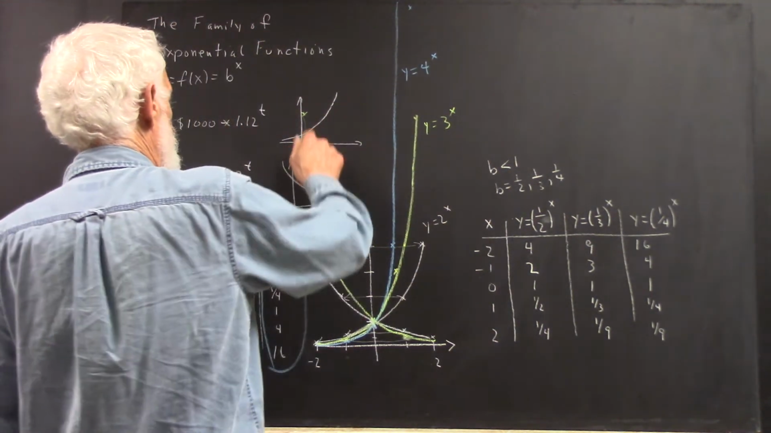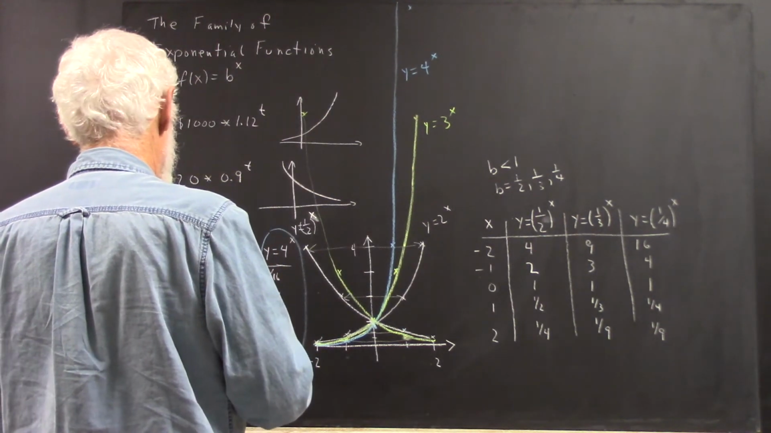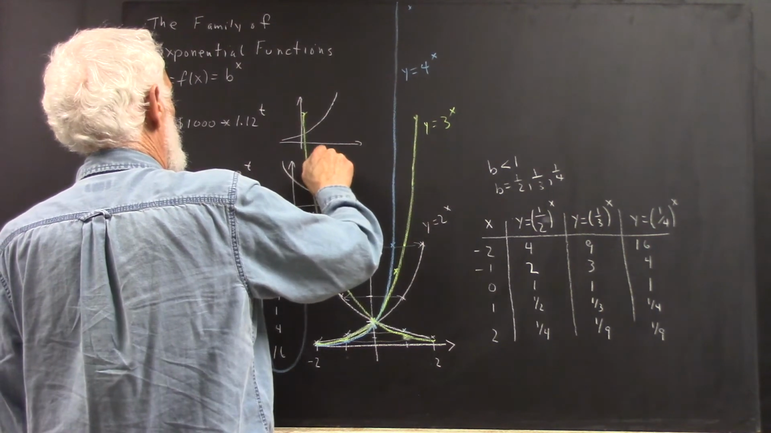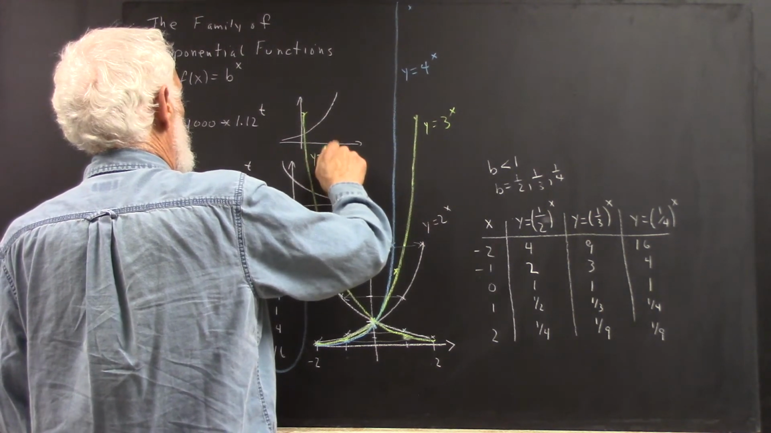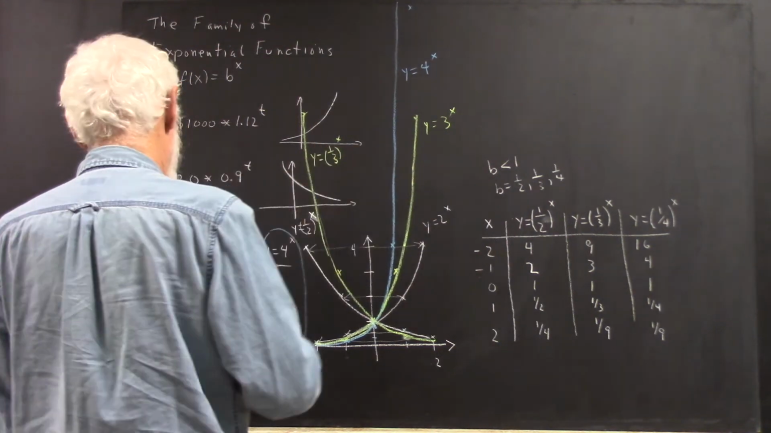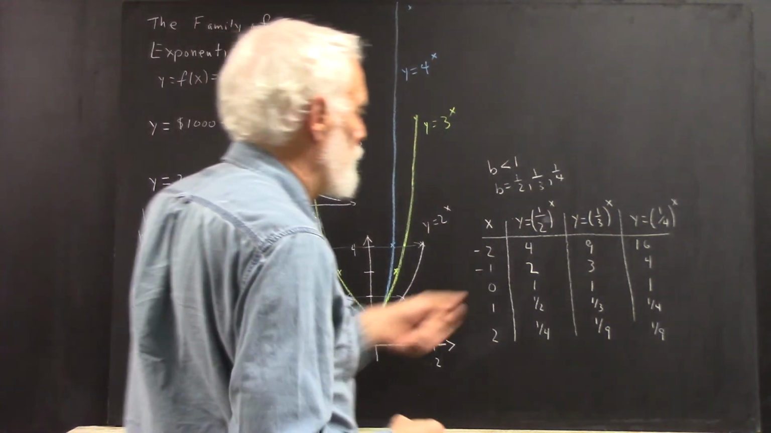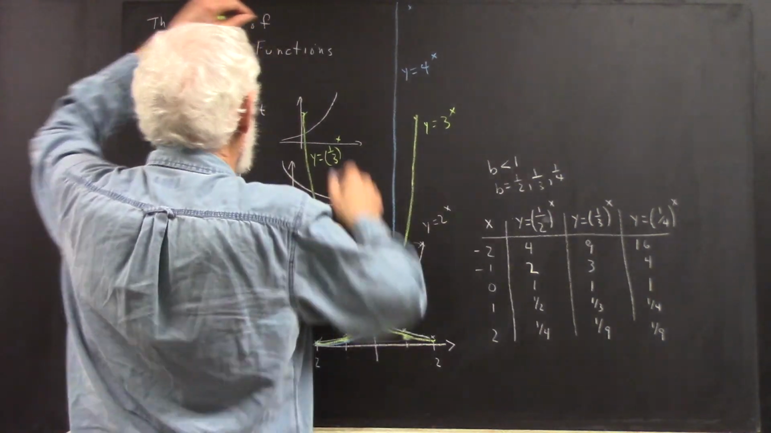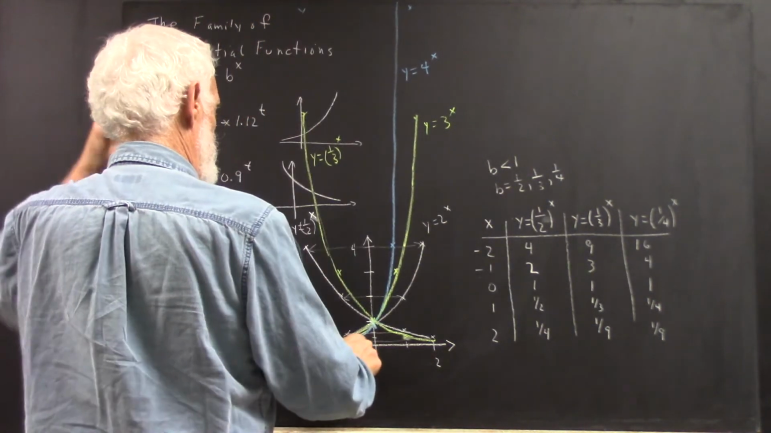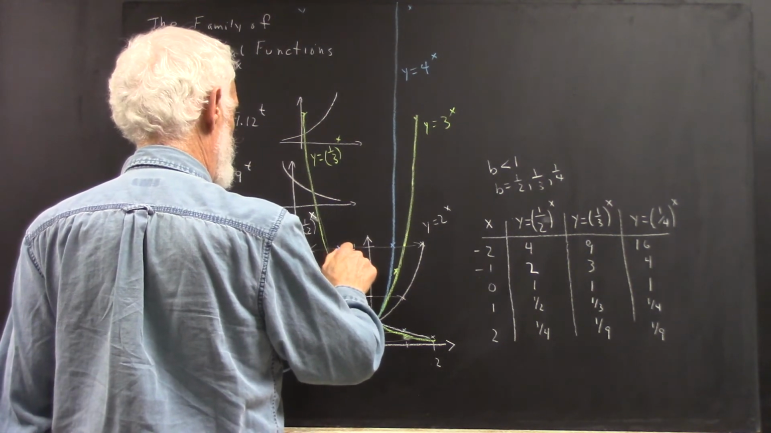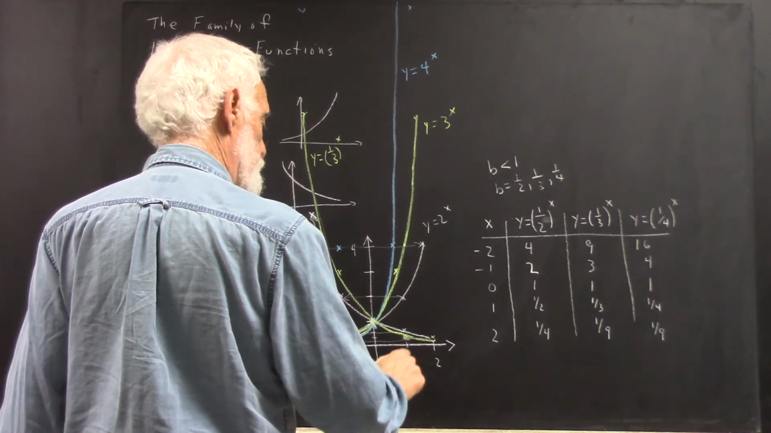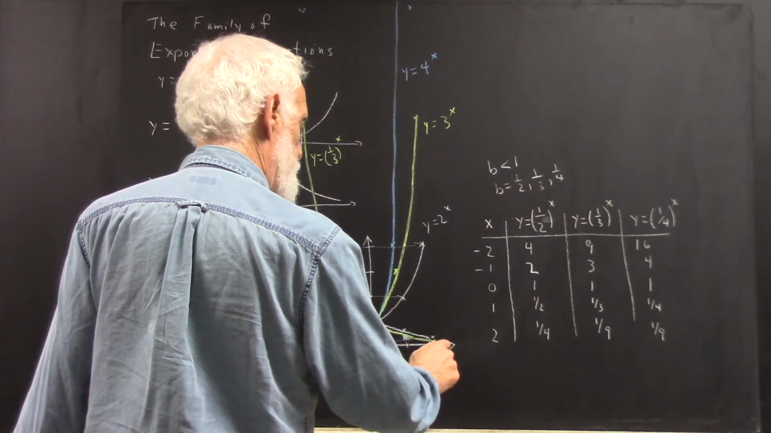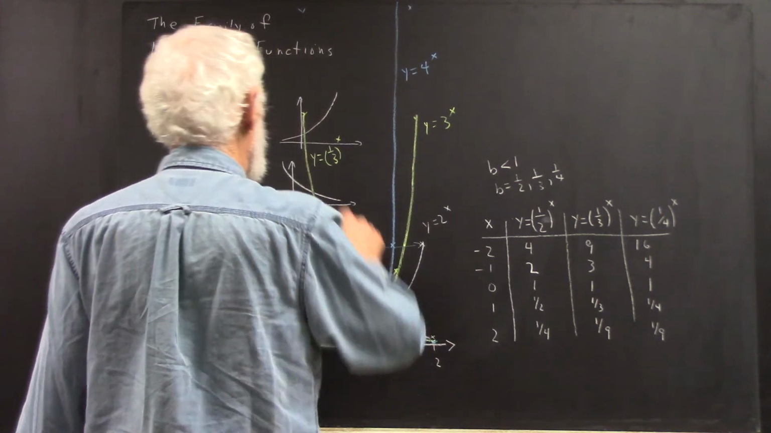So this would be your graph of y equals 1/3 to the x. Graph of y equals 1/4 to the x. Well, you're going to be up at 16 here, so you're going to be way up here. You're going to be at 4 here. You're going to be at 1 here. You're going to be at 1/4 here. And you're going to be at 1/16 here.